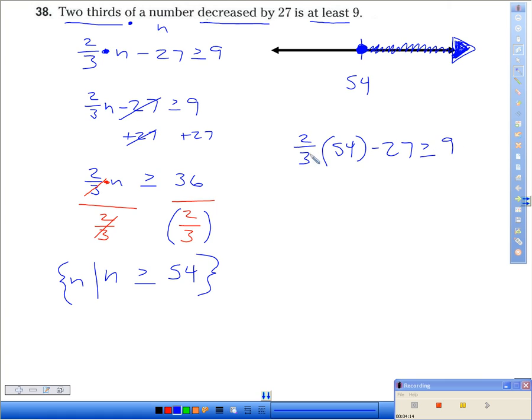Well, if we simplify the left-hand side of this inequality, 2/3 times 54, well, 2/3 of 54 is going to be 36. 36 minus 27 is greater than or equal to 9. If we continue to simplify, 36 minus 27 is 9. Is 9 greater than or equal to 9? It is. 9 is equal to 9. So we know that we worked that correctly. So our solution is located on the left. This is the graph of the solution, and this is us checking our solution.